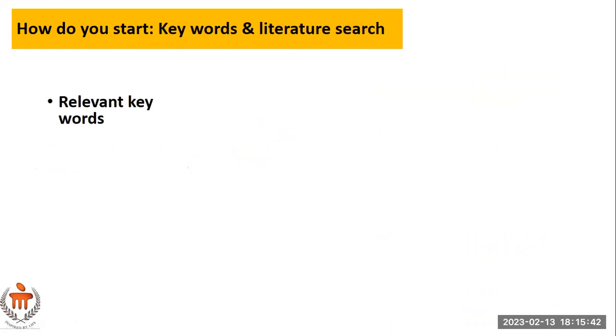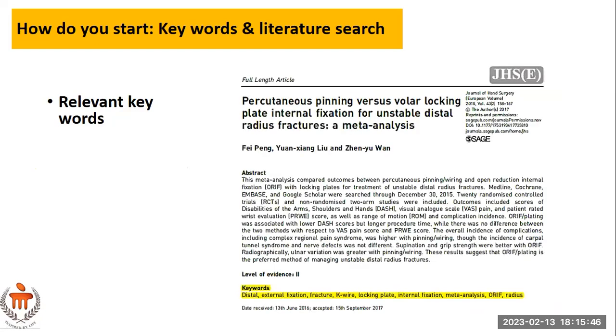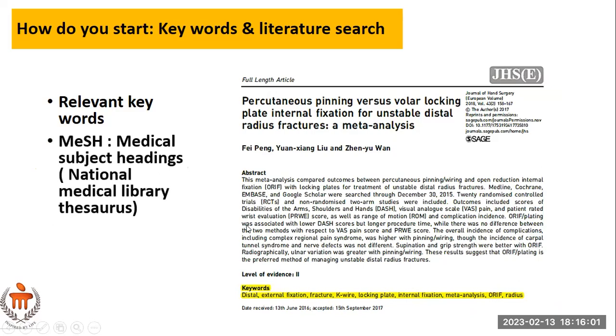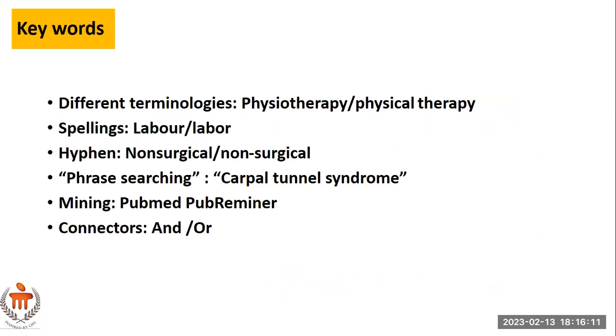And a very important way to search for these articles would be your keywords. Relevant keywords are very, very important. The same study included distal, external fixation, fractures, K-wires, locking plates, internal fixation, meta-analysis, volar, and radius. But a lot of times they might not actually throw up all the articles. The best way to do it is in a more scientific manner, using the medical subject headings through PubMed, where all these keywords can be tried to see what gives you the best type of keywords.